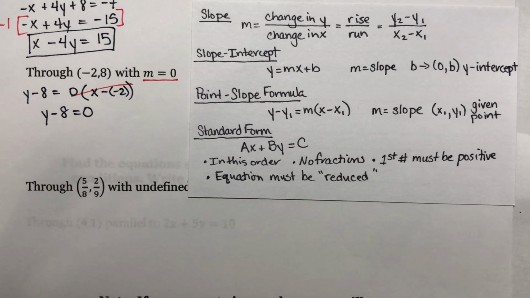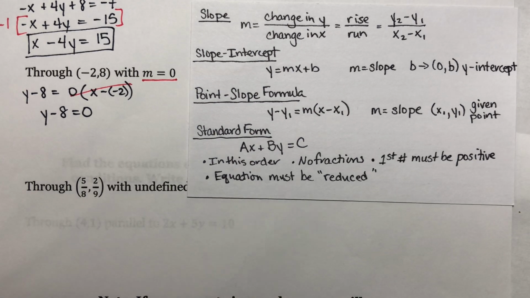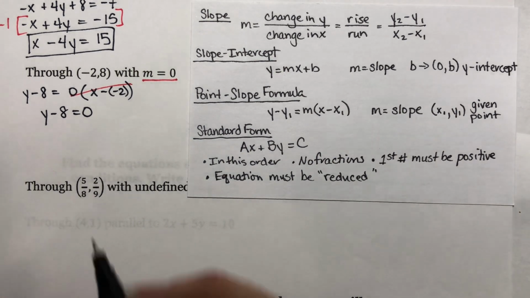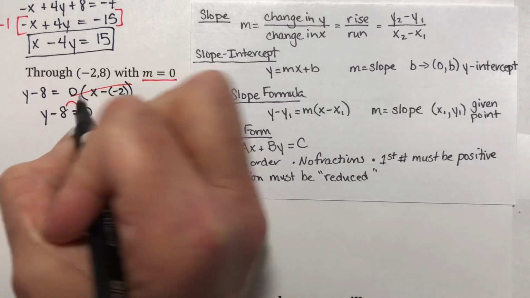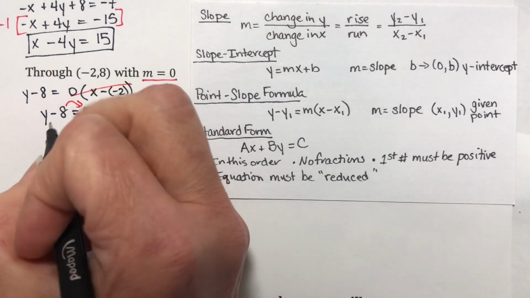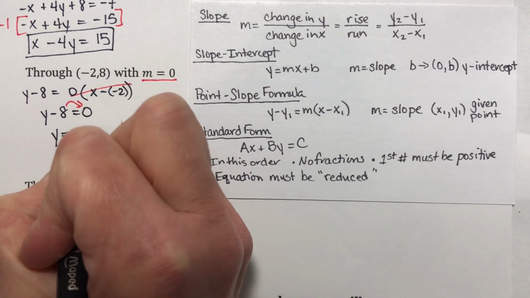So I don't have an x anymore. That means I'm not going to be able to go into true standard form. They still want you to get your variable alone if you can. Okay, so I'm going to add 8 to both sides, and you get y is equal to 8.